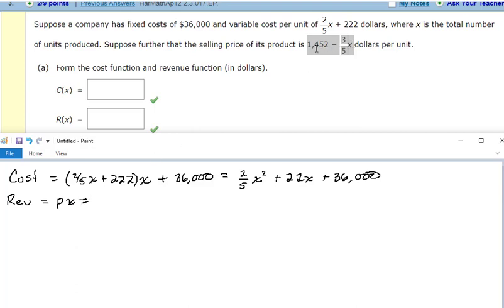Revenue is price times quantity. Selling price is this 1452 expression. So 1452 minus 3/5 x, that's just the price. Then you have to multiply that by another x. Distribute that x through, 1452x minus 3/5 x squared. Let's get those filled in.